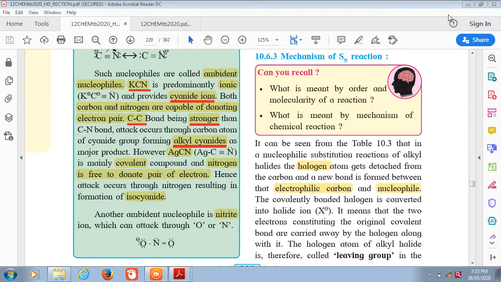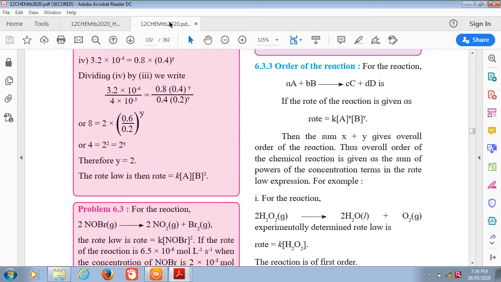Now can you recall some concepts? What is meant by order and molecularity of the reaction? For that purpose, or to check the concept of these words, from the topic chemical kinetics, we'll go to chemical kinetics and let us see the order of the reaction.